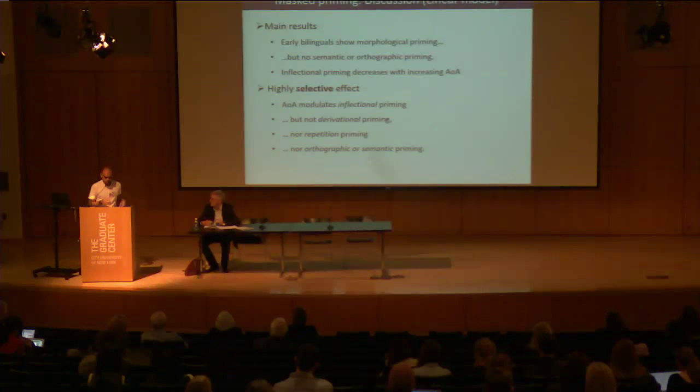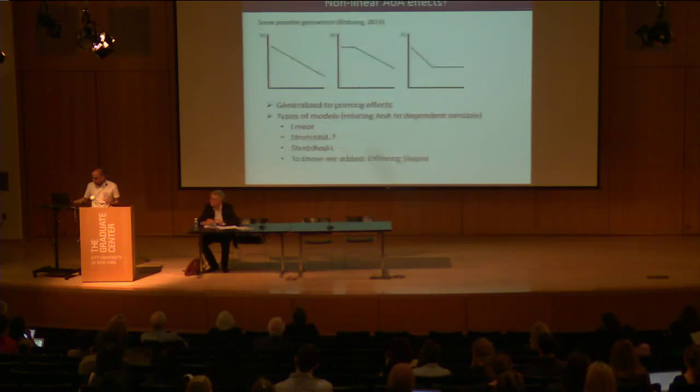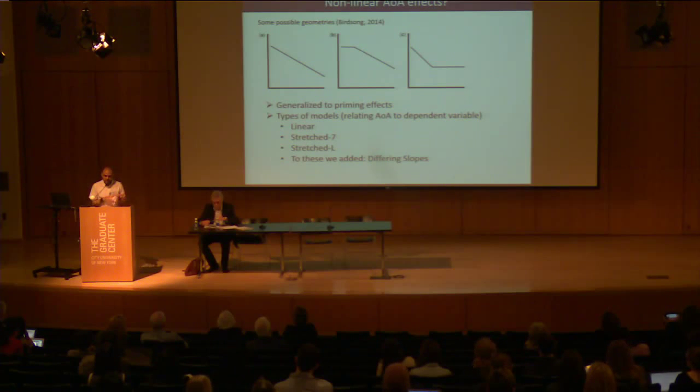Or to put it in different words, can we find evidence for a non-linearity in the function that relates age of acquisition to priming effects? Recall the possible geometries that have been proposed. We are grabbing the same rationale here, but instead of relating age of acquisition to linguistic attainment, we are placing priming effects, inflectional priming, on the y-axis. But the rationale is the same. We are testing these models against our data.